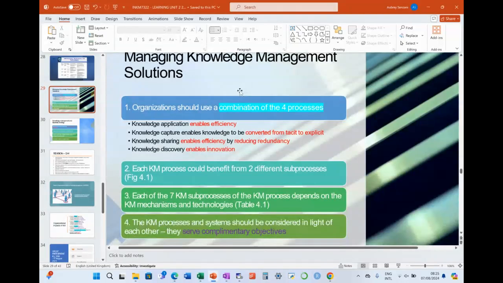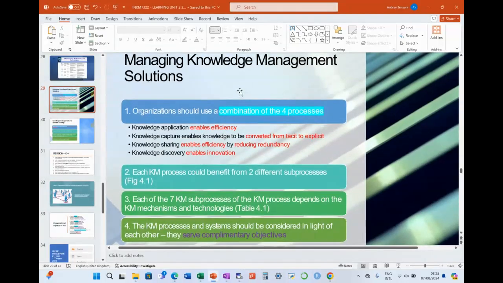Okay, so now we're basically touching on managing knowledge management solutions. And this is kind of revisiting what we have already spoken about. So the first thing worth highlighting here is that organizations should use a combination of the 4 processes that we were looking at just yesterday.